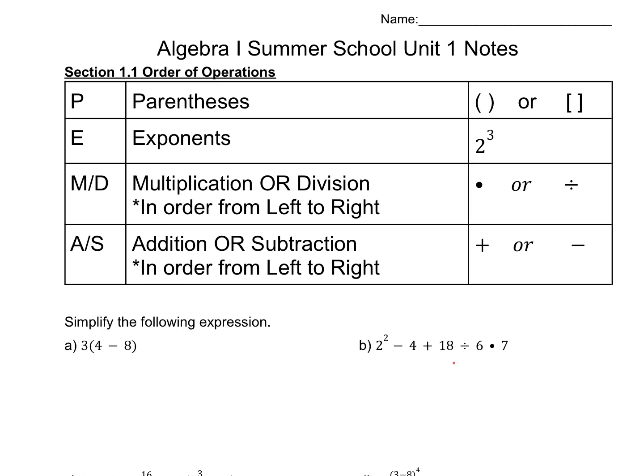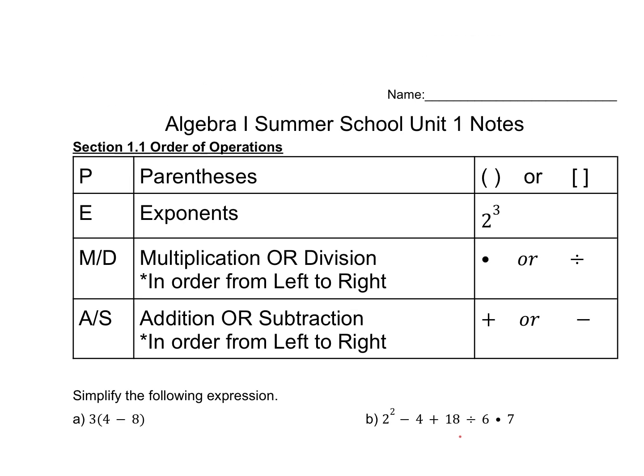All right, for section 1.1, we are talking about order of operations, and you've probably seen this before, but just in case you haven't, I'm going to reiterate it. There is an acronym. I used to remember it as Please Excuse My Dear Aunt Sally. I've heard a few different ones, PEMDAS, whatever. This is what it means.